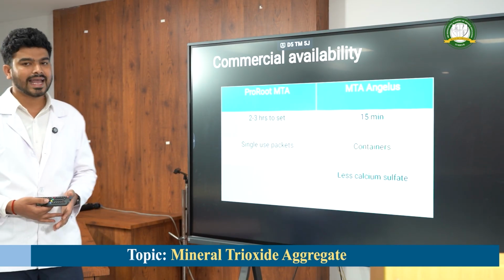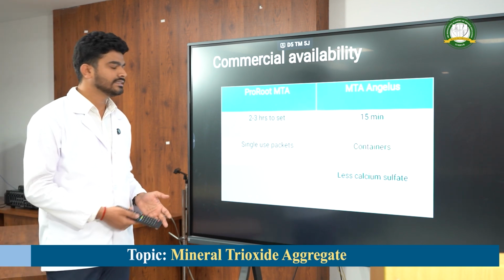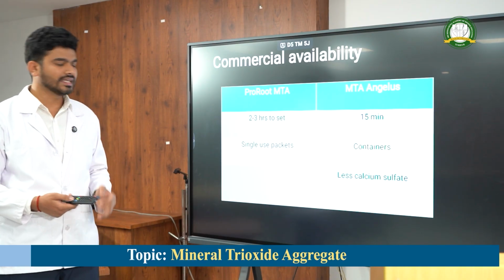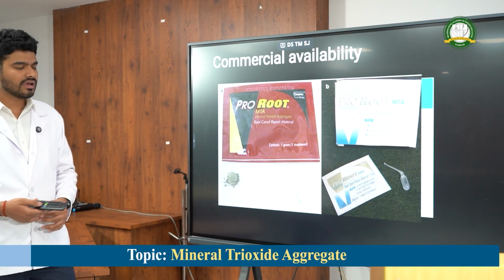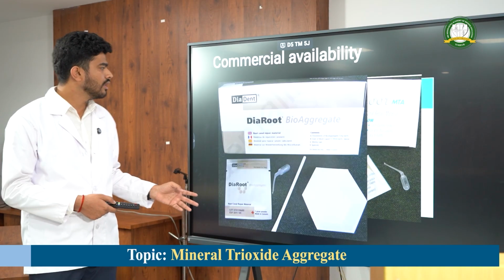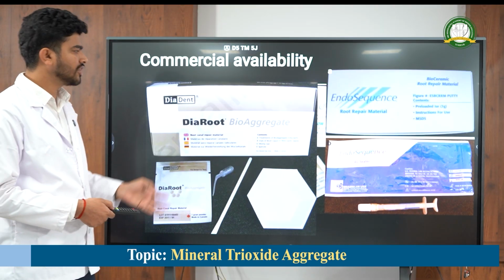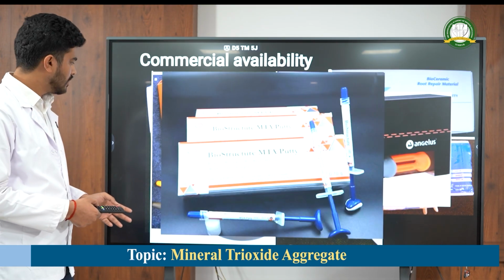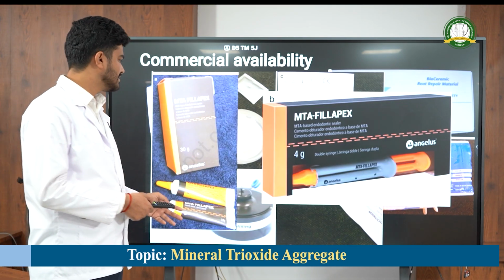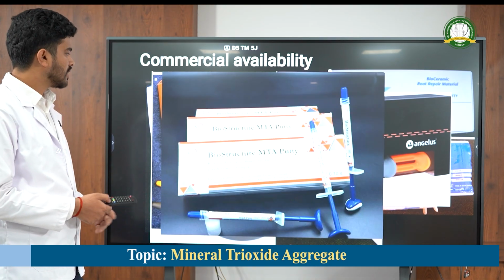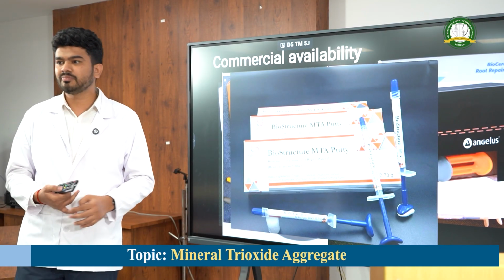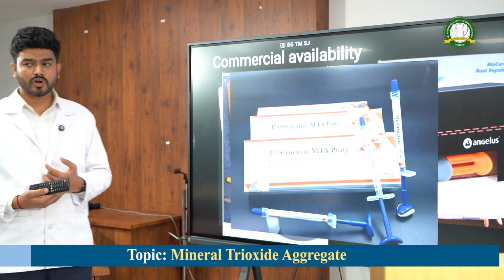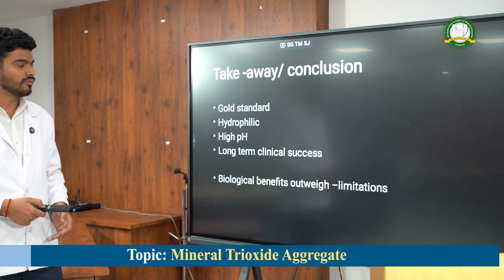So they introduced MTA Angelus. Currently we are using MTA Angelus, which requires only 15 minutes to set, and it is available in containers with less calcium sulfate. Coming to the products, there are ProRoot MTA, Biodentine, Bioaggregate, EndoSequence, and Endocem, and we can also use MTA as an endodontic sealer. Nowadays, MTA is available in a pre-mixed syringe form, in putty consistency. The product name is Biostructure MTA putty, which is widely used.